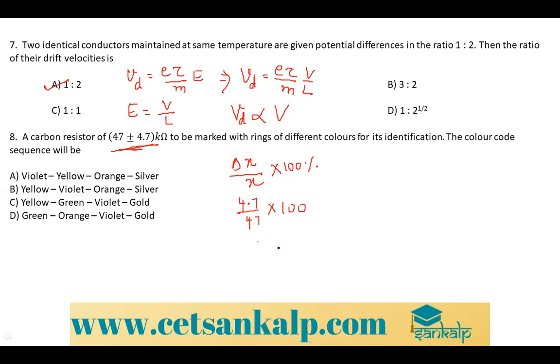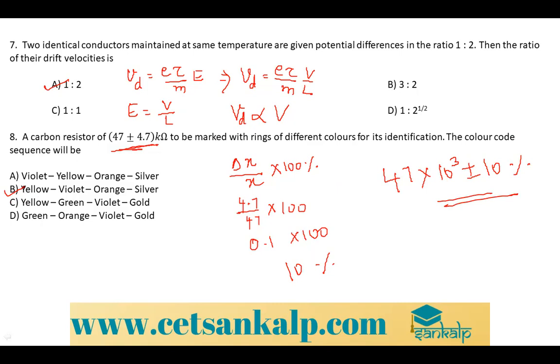Correct? So 10% comes. Okay, when we solve this, 0.1 into 100 is nothing but 10%. Now how can we write this? 47 into kilo, that is 10 to the power 3, plus or minus 10%. So now analyze 4, it is nothing but yellow, violet, and 10 to the power 3 is orange. So option B, yellow, violet, orange, silver. That will be the right answer.